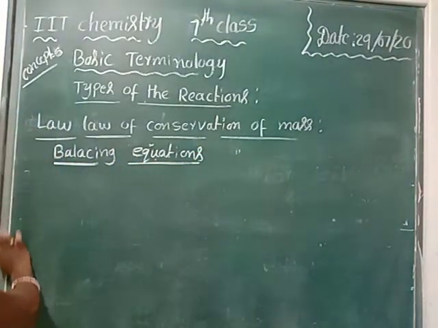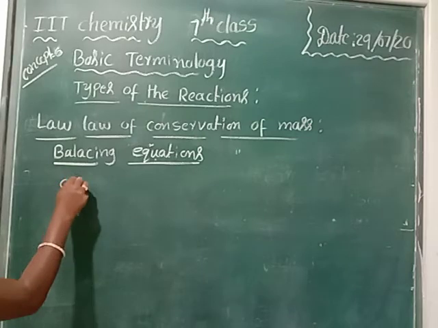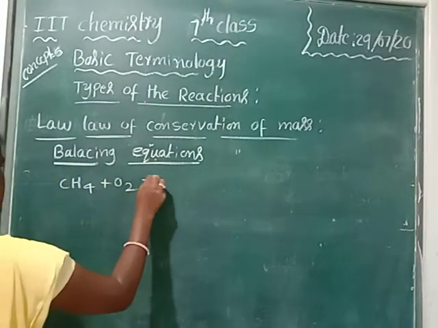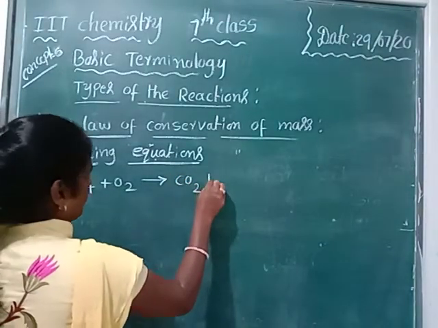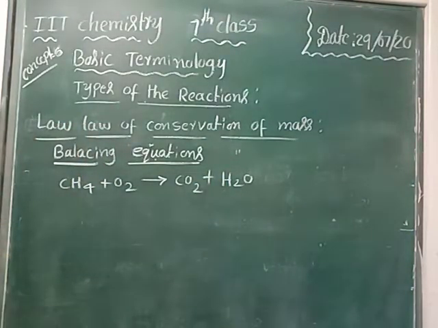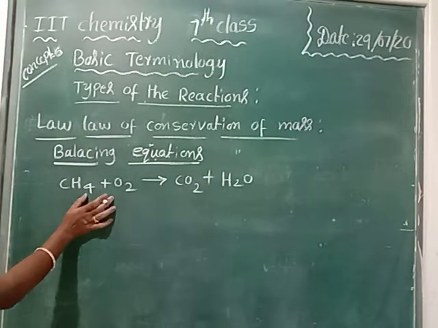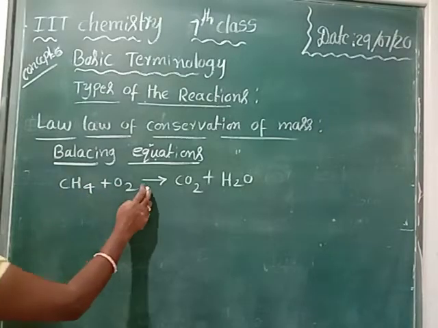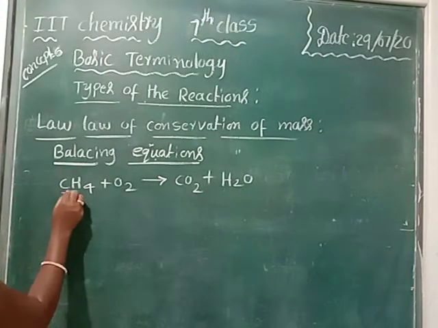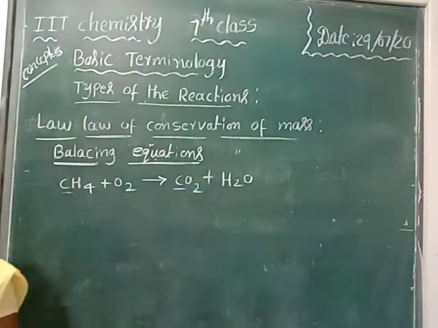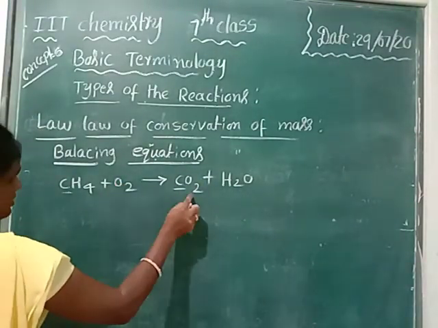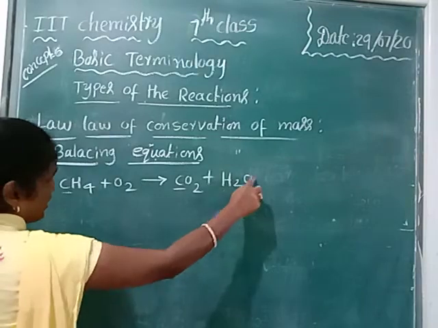Here, balancing equations. First, we take one example: CH4 plus O2 gives CO2 plus H2O. Okay, children, this is one equation. Is this balanced or not? First, how many carbons are there? One carbon, no problem. Here 4 hydrogens, but here 2 hydrogens. Here 2 oxygens, here 2 plus 1, 3 oxygens.